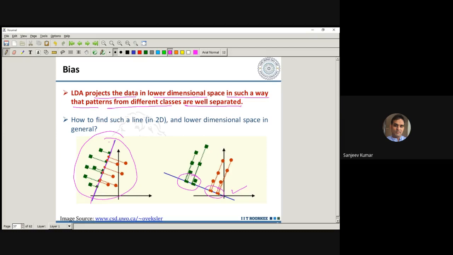Now, I told you the direction of this line you can find using the eigenvector corresponding to the top eigenvalues of the covariance matrix. How to find such a line? That we can do using LDA.